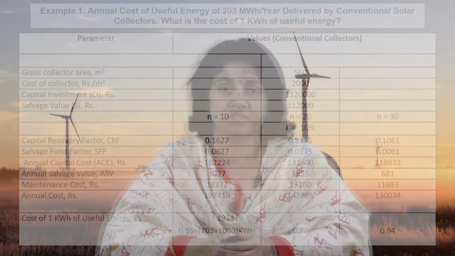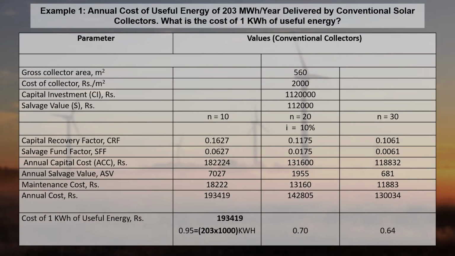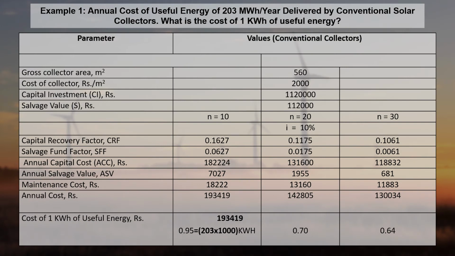Then to understand the techno-economic analysis of any system, let us take an example of how to calculate the cost of 1 kilowatt hour useful energy. First, example 1. Annual cost of useful energy of 203 megawatt hour per year delivered by conventional solar collectors. What is the cost of 1 kilowatt hour of useful energy? Different parameters of the conventional solar collector and its values are given. Gross collector area in meter square, cost of collector, capital investment, and salvage values of the conventional solar collectors are given.